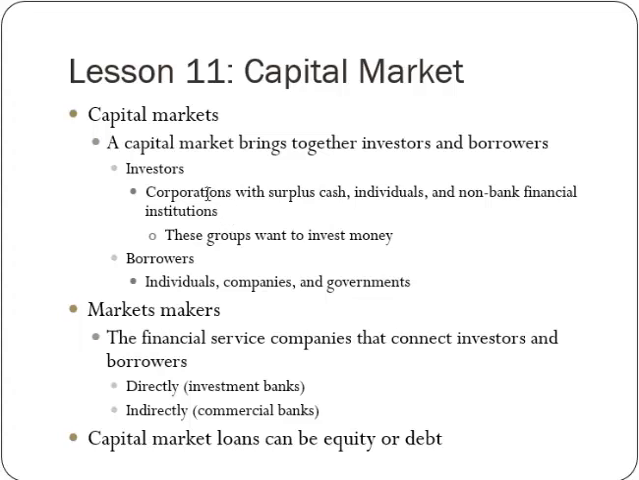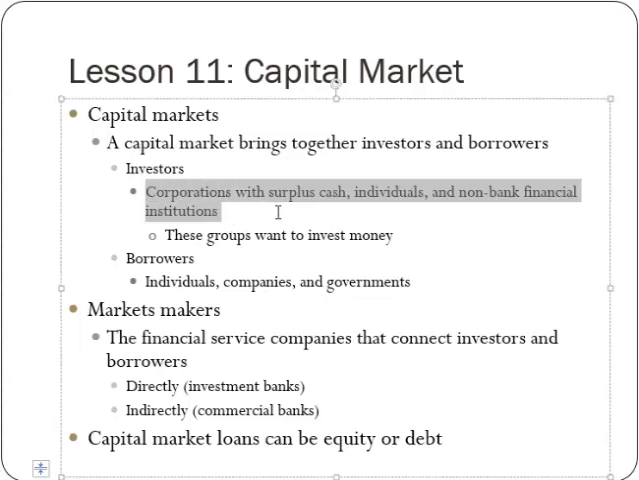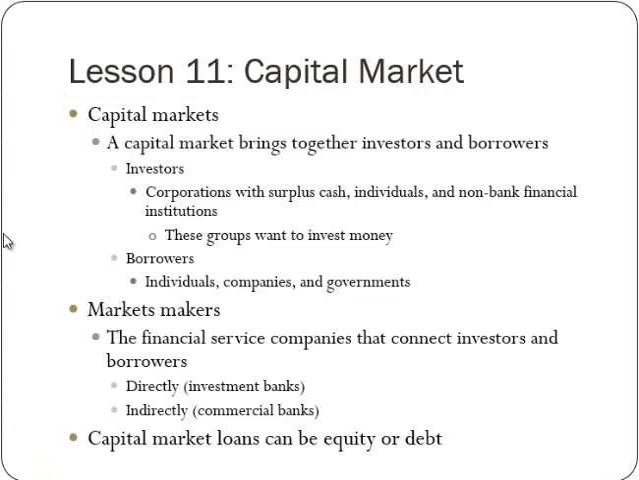Investors can be corporations that have extra money. They could be individuals, financial institutions, people that want to invest money. And on the other side of the capital market, you have a borrower, somebody who wants the money. And that could be individuals, companies, and governments again. Essentially, a capital market tries to bring together somebody who wants to lend money or give money, buy something, buy a share of a company, buy a share of a currency, buy a commodity, and you have somebody who wants to sell those things. Somebody who wants to get money, somebody who wants to borrow money, something to that effect.